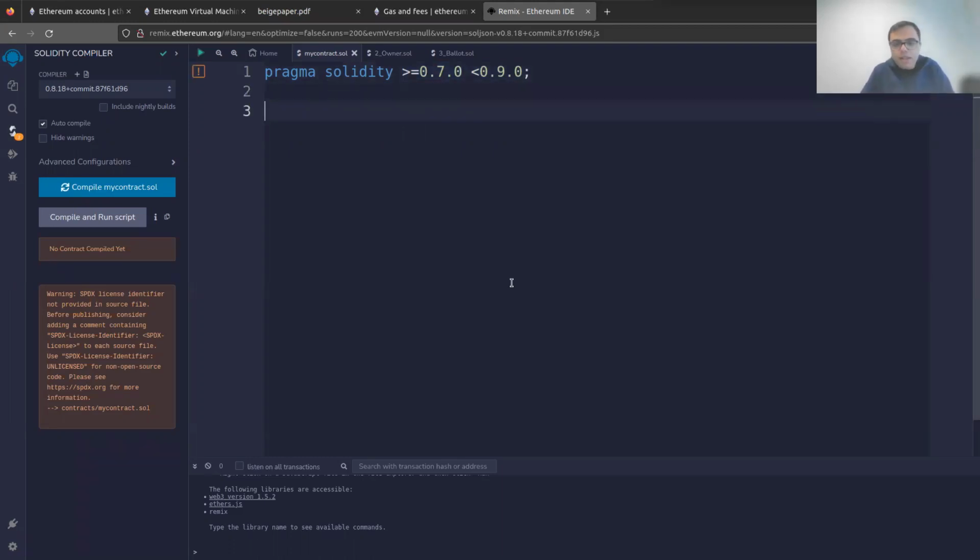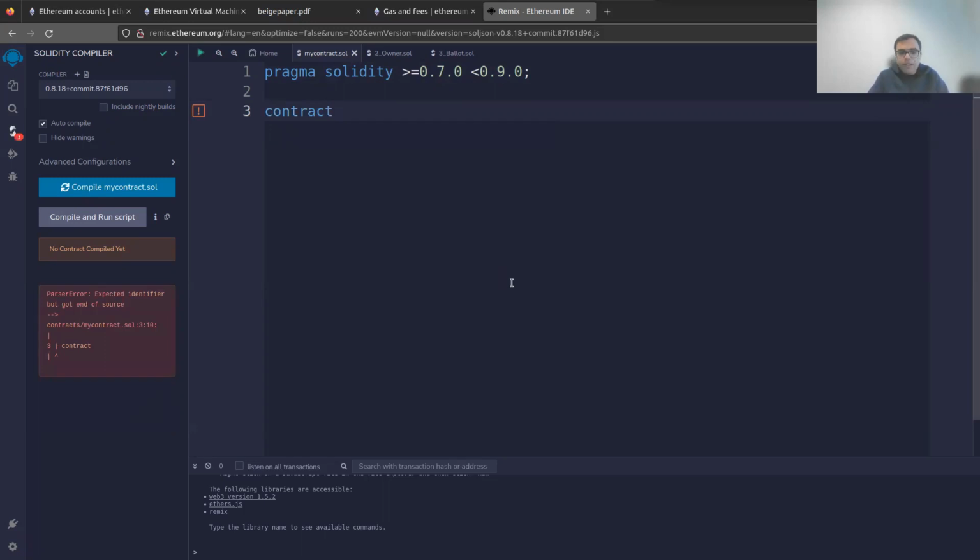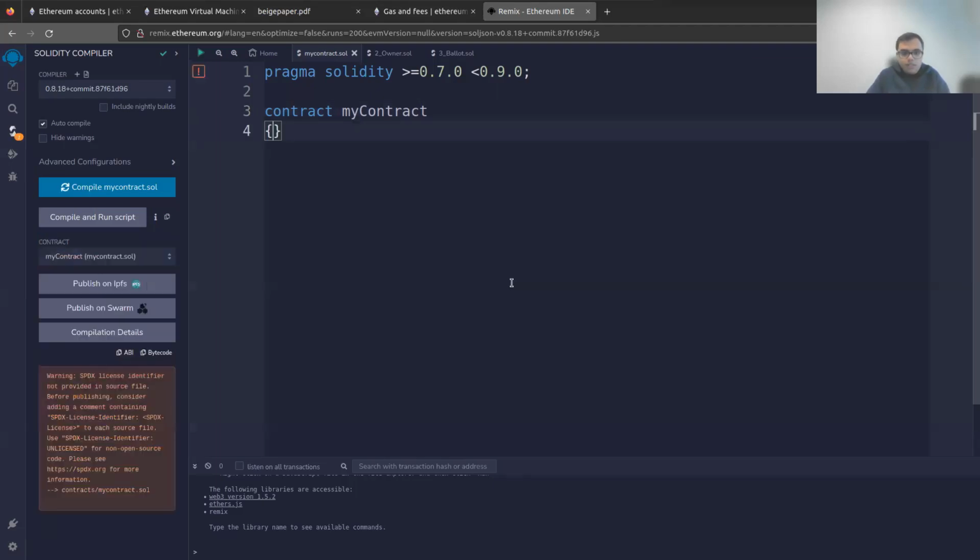Okay, so now I want to write a contract. And the way we write a contract is very similar to the way that we write, let's say, a class in Java. So I would just have the word contract instead of class. I have to give the contract a name. So I'm just going to call it my contract. And okay, this is a contract now.